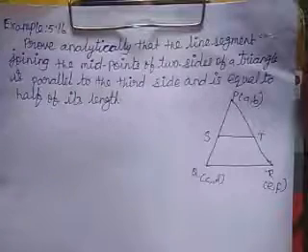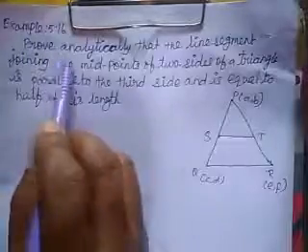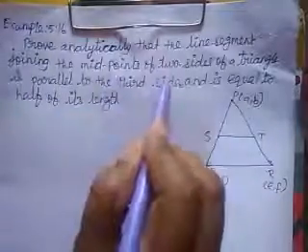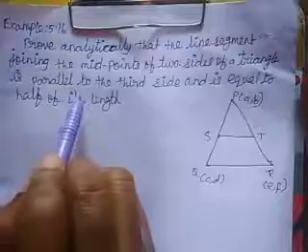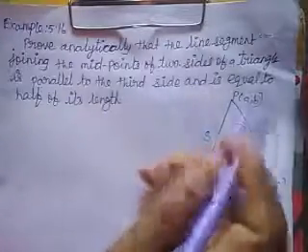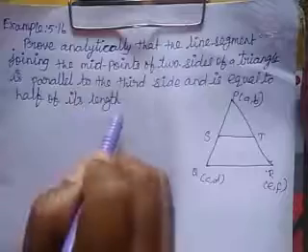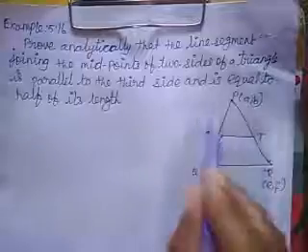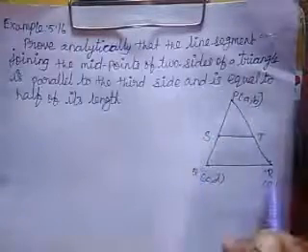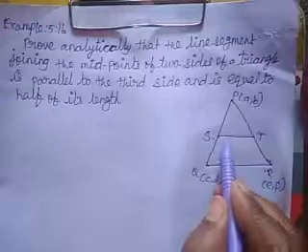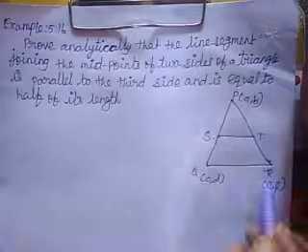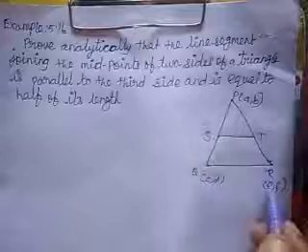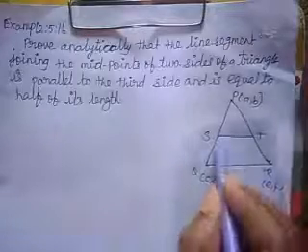The next question is example 5.16. Prove analytically that the line segment joining the midpoints of two sides of a triangle is parallel to the third side and is equal to half of its length. The midpoints of PQ and PR is ST. They are asking to show that ST is parallel to QR and also ST is the length of half of QR. So we want to prove that ST is parallel to QR and ST is equal to half of QR.